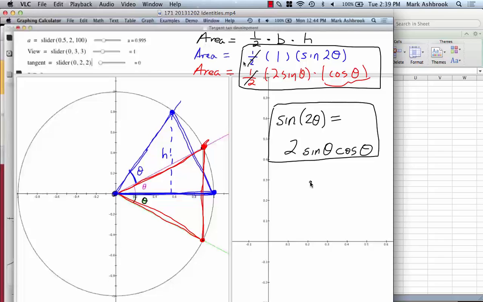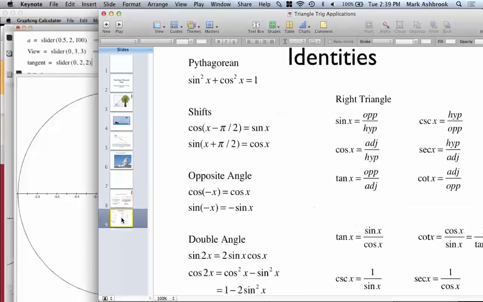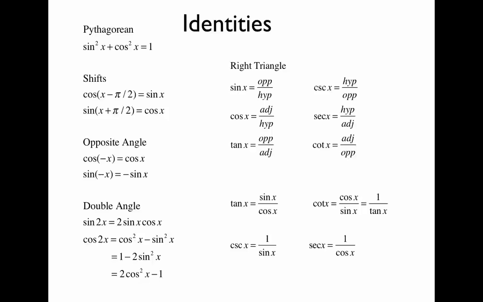So let's summarize what we learned here. Don't write all these down. It'll be on the video, and you can write it down later. Just check the video. Okay? So here's the first one we did, the Pythagorean identity, really important. Sine squared of the angle plus cosine squared of the angle equals 1. Comes from the right triangle.